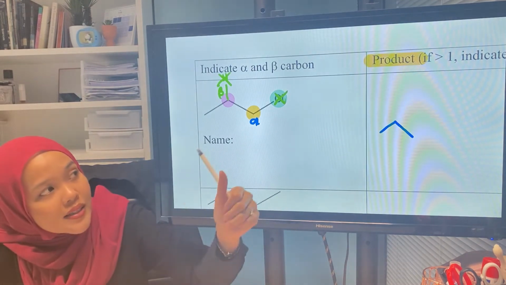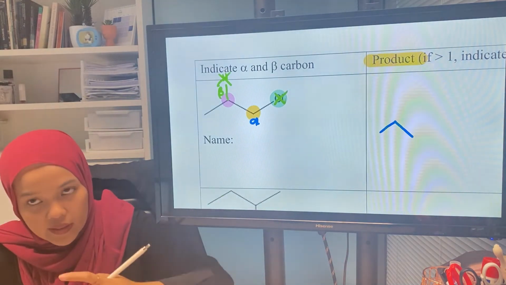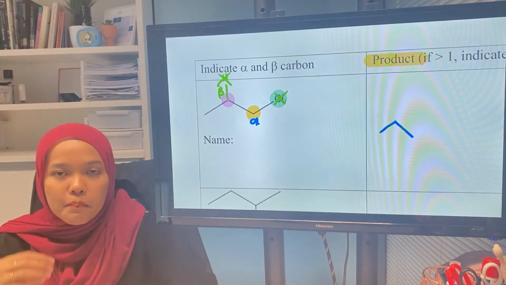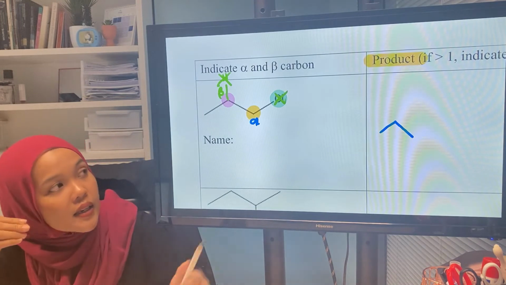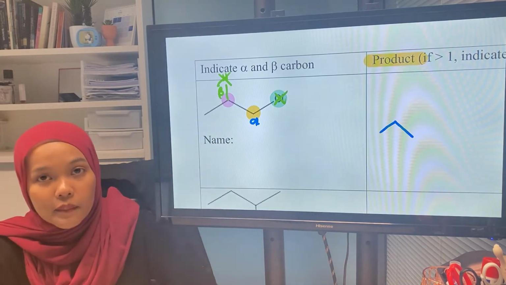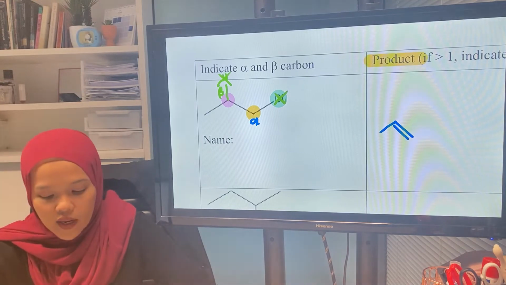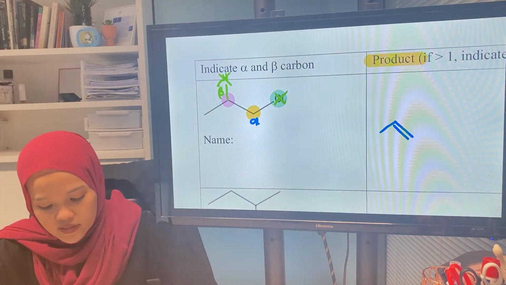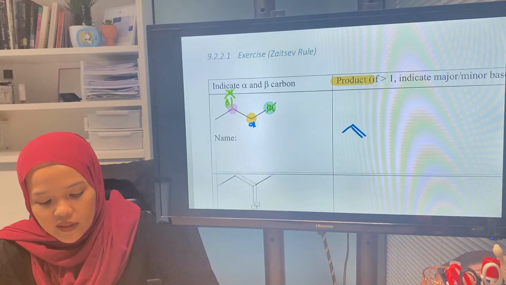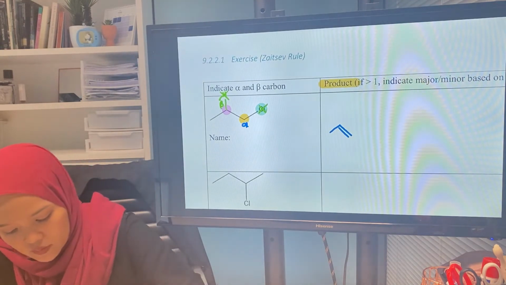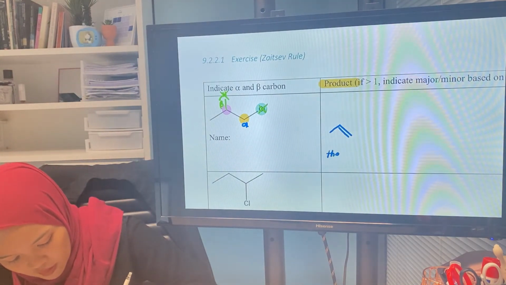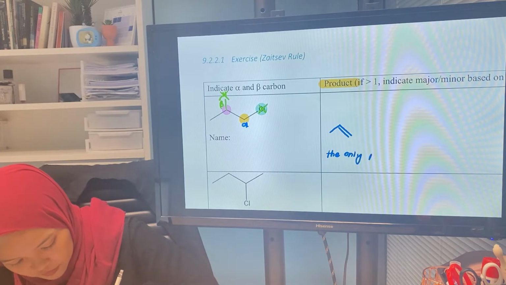So what is going to be your product? It is an alkene. Remember, the pi bond forms between the alpha and beta carbon. So it is going to be like that. This is going to be the product. It is the only product.